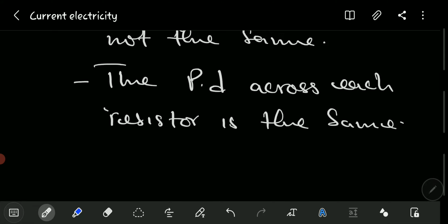These are the two most important points to take note of when you are dealing with resistors in parallel. All right, we end here in this particular video. In the next video, we will look at the relationship between current, resistance and potential difference, and this will be on Ohm's law.